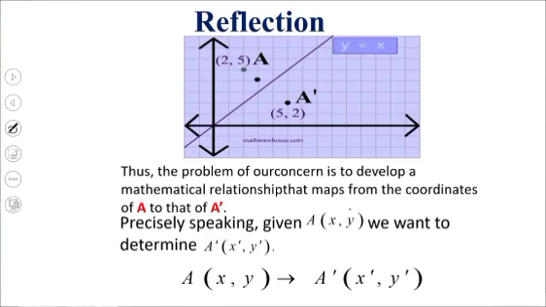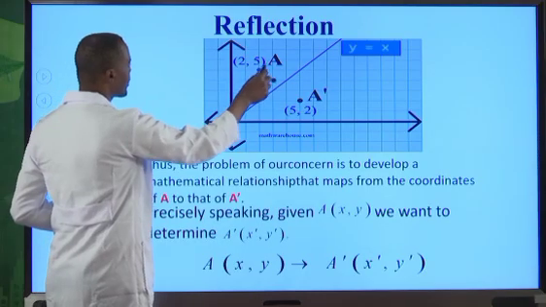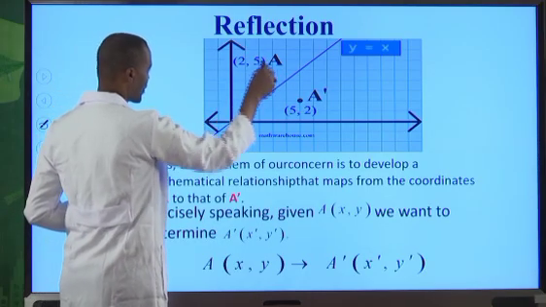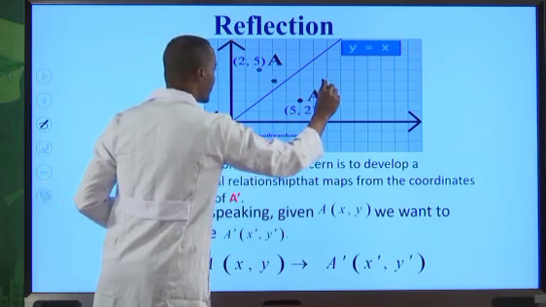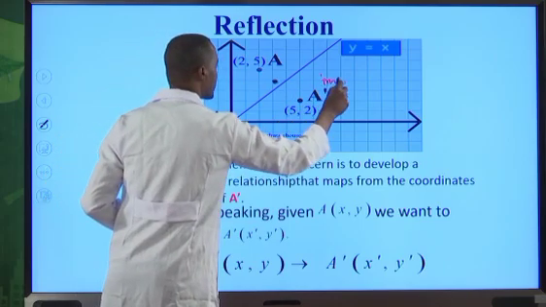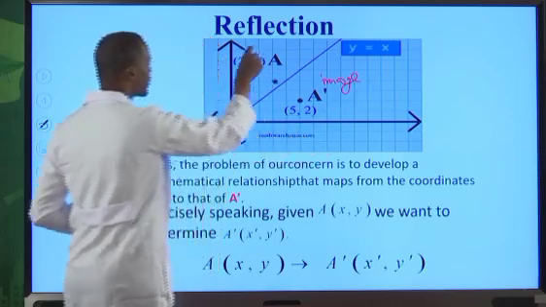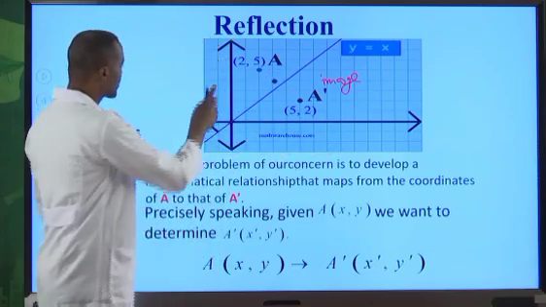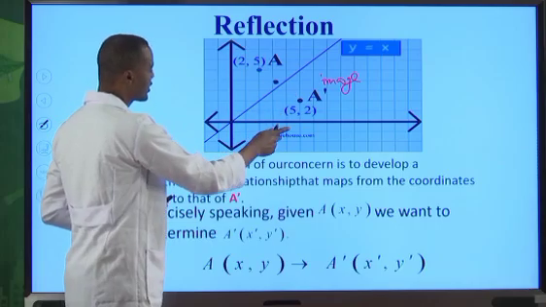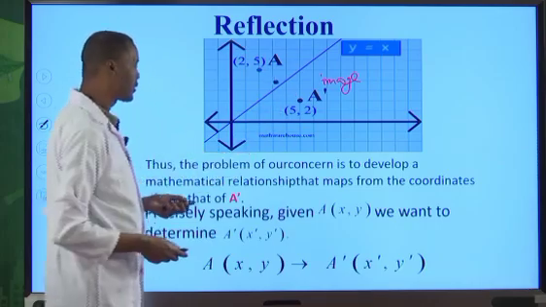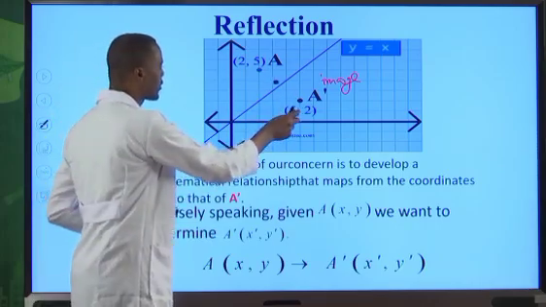Look again at this point. This is the original point, which is A, and then this is the image. This A prime is called the image of the original point A. So the point 2, 5 has its final destination after reflection. We have got a new point, A prime, which is 5, 2.